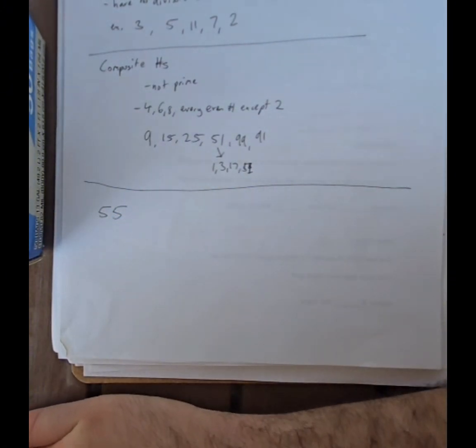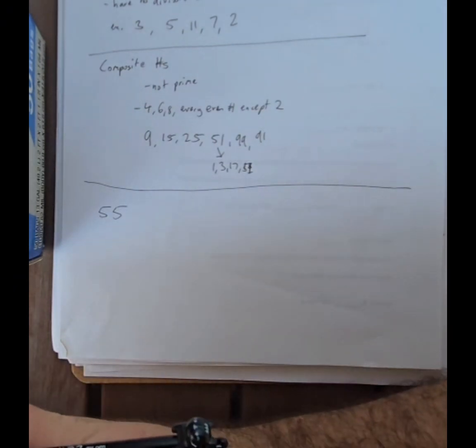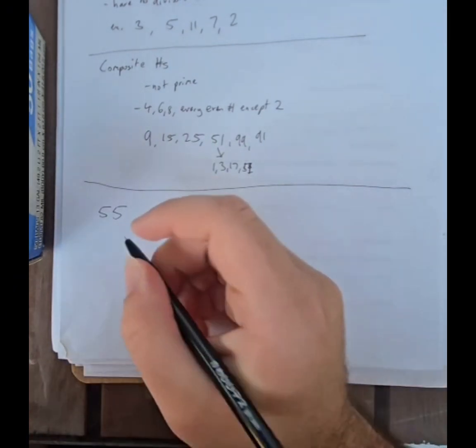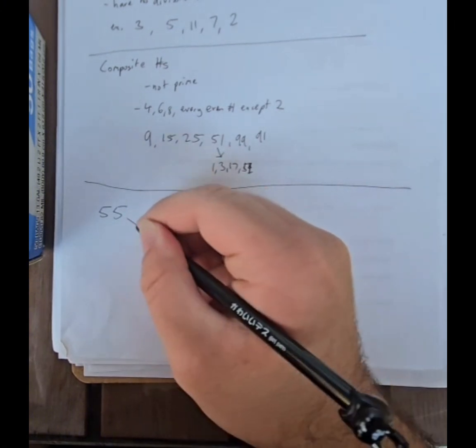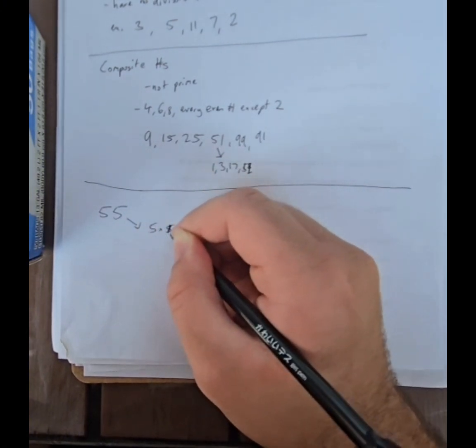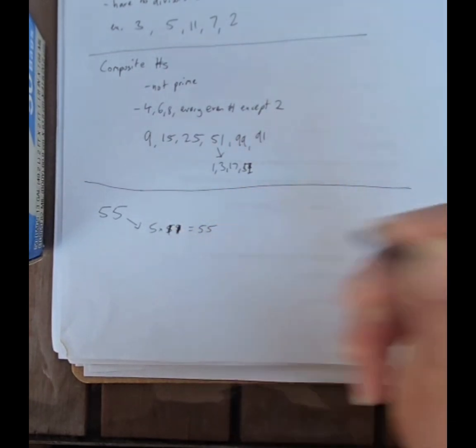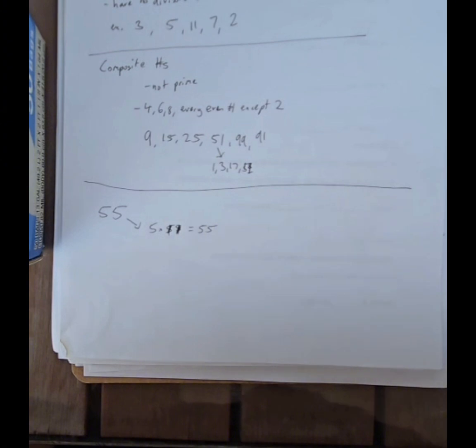55. So, as I said, if it ends in 0 or 5, it's composite because it has to be divisible by 5, right? 55. 5 times 11, surely enough. Oh, sorry, 5 times 11 is 55. So if you divide 55 by 5 or 11, that works out.